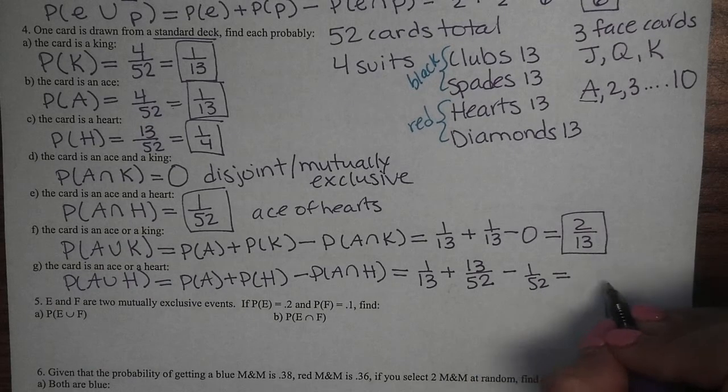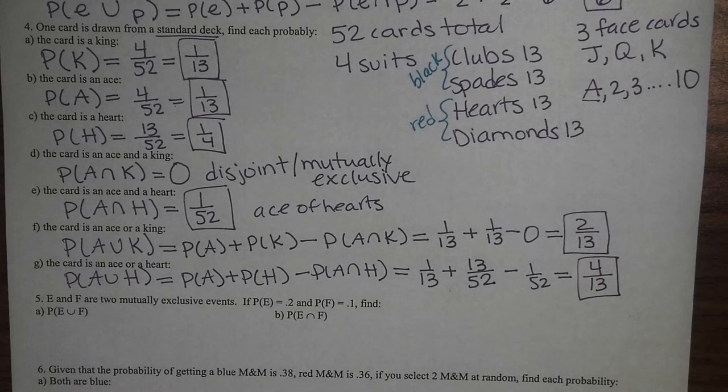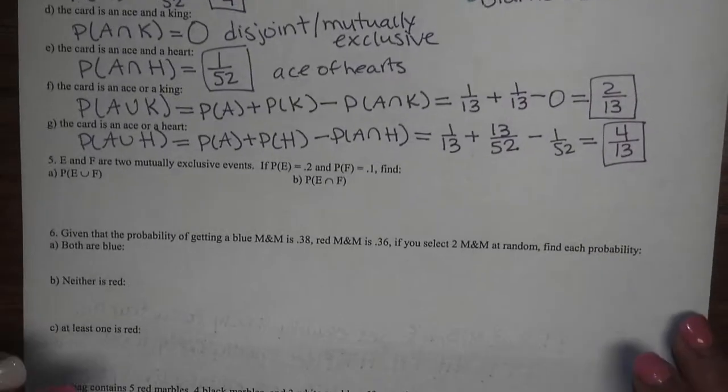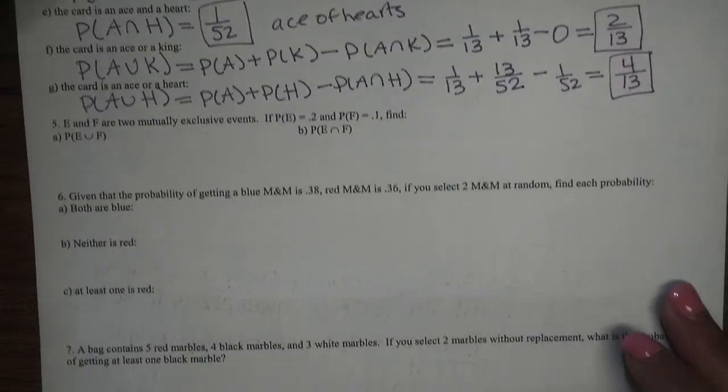So when you do all of that, it comes out to be 4 over 13. And that's an example with a deck of cards, so please make sure you're familiar with them. And now for the rest of these here.